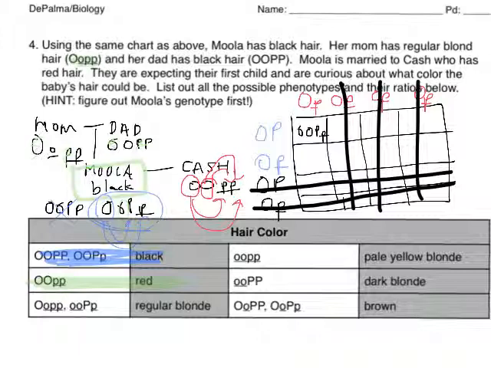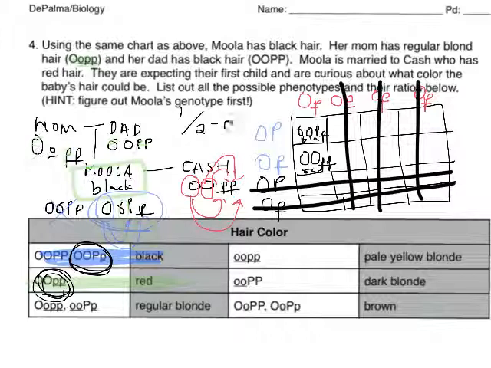So that first square there is going to be big O, big P, little p. So if you come down to your key, big O, big P, little p is black hair. So somehow label it. All right, go through, fill in the second one here. Big O, little p. Come down here. Look, that's Cash's hair color. Red. So these two are going to have a 50-50 chance of having an offspring with red hair and a 50-50 chance of having an offspring with black hair.